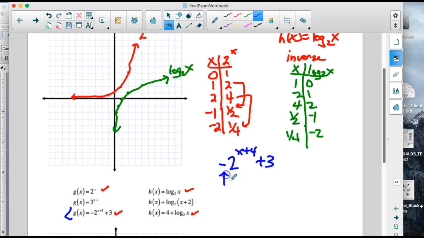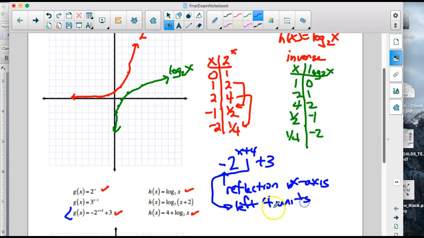So this is a reflection on the y-axis, or I'm sorry, on the x-axis. It's the x-axis reflection. And this plus 4 moves it to the left 4 units. And this moves it up 3. So I would just take the values that I already have here, and then I would just change them by reflecting, then moving.